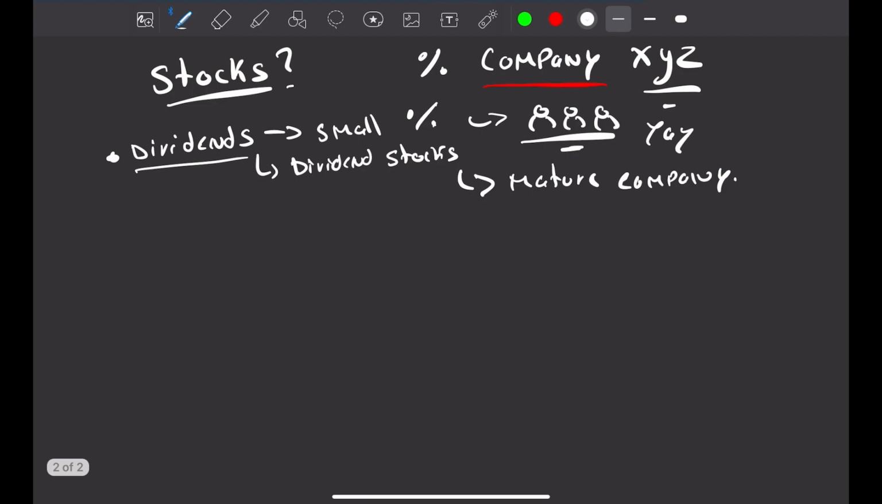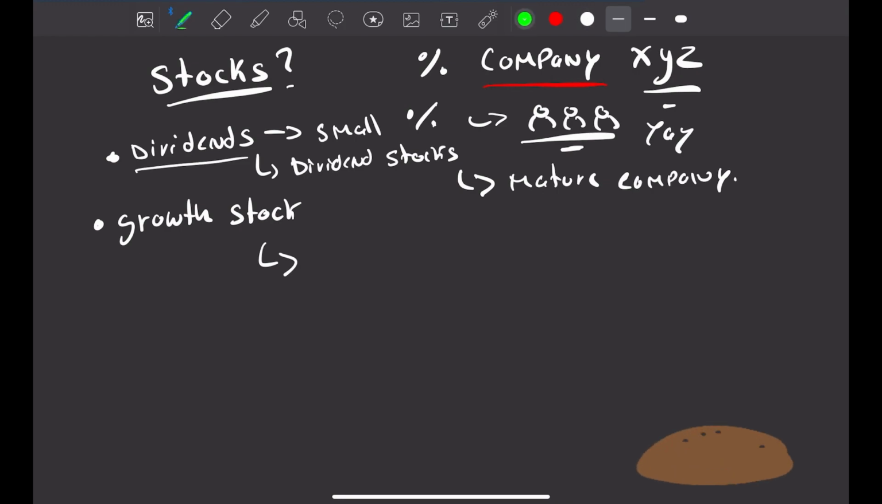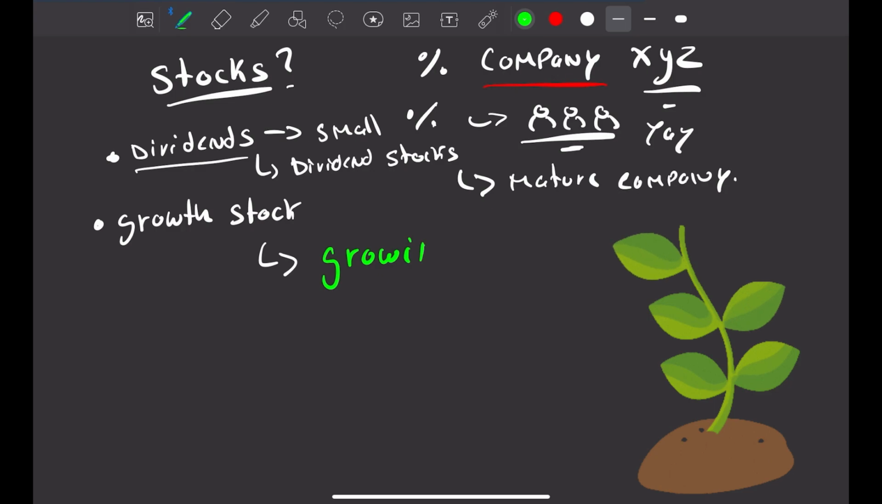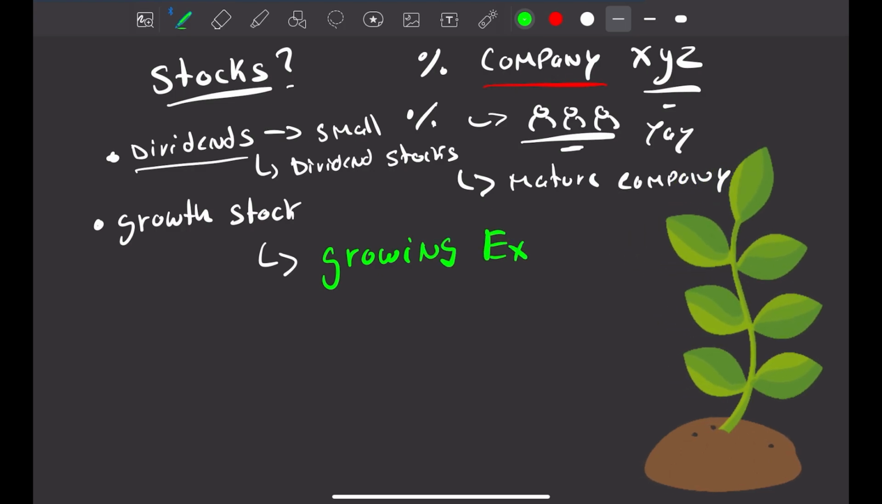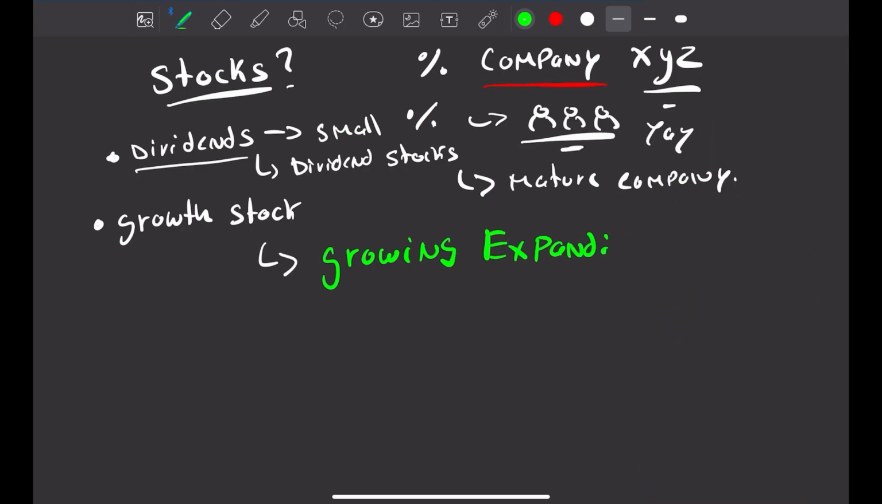Then we have growth stocks, right? Growth stocks are similar to dividend stocks in the complete opposite sense. Growth stocks don't pay dividends. You are making money in this company by the simple fact that they're growing. So they're growing, expanding, and it's a more aggressive play.